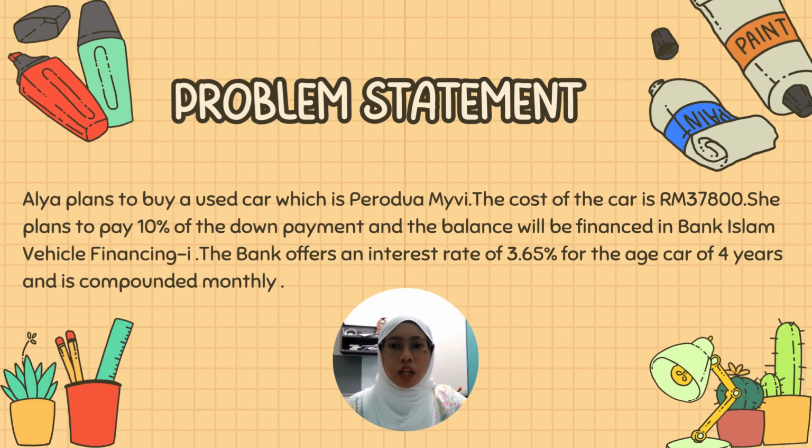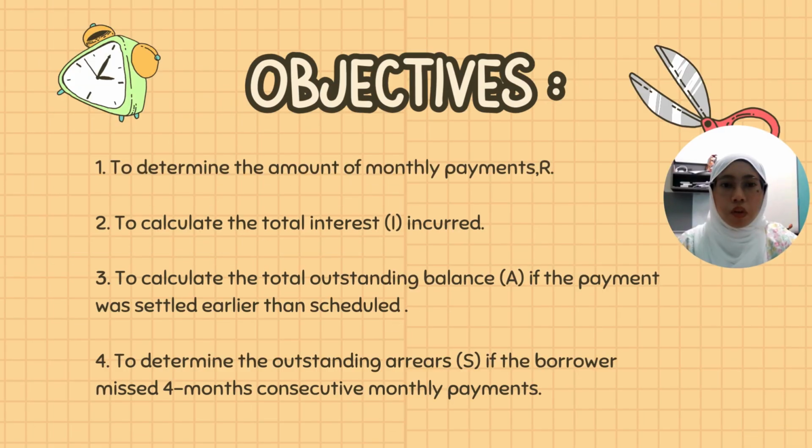Problem statement. Alia plans to buy a used car, which is a Myvi. The cost of the car is 37,800 ringgit. She plans to pay 10% as the down payment and the balance will be financed in Bank Islam Vehicle Financing I. The bank offers an interest rate of 3.65% for the aged car of 4 years, compounded monthly. There are 4 objectives.